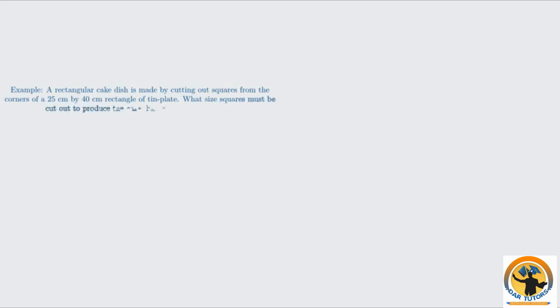Let's apply this method to a classic problem, the cake dish. A rectangular cake dish is made by cutting out squares from the corners of a 25 cm by 40 cm sheet of tin plate and folding up the sides. We want to find the size of the squares that will produce a dish with the maximum possible volume.